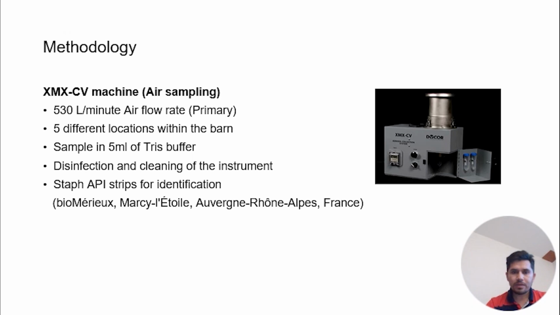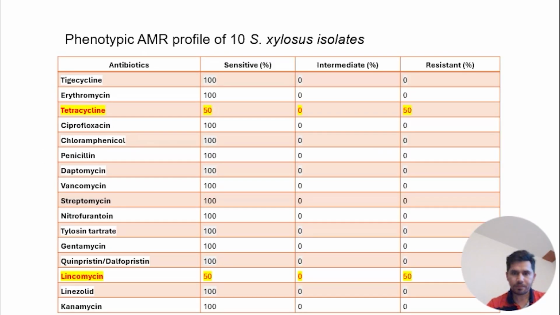In this study, we are using an XMX-CV air sampler to collect air from 5 different locations within the barn, and we are using Staph API strips for the identification of Staphylococcus xylosus. So far, we have found this pathogen in 10 out of 14 barns. We checked the phenotypic antimicrobial resistance profile of this bacteria, and we found resistance against tetracycline in 5 isolates and resistance against lincomycin in 5 out of 10 isolates.